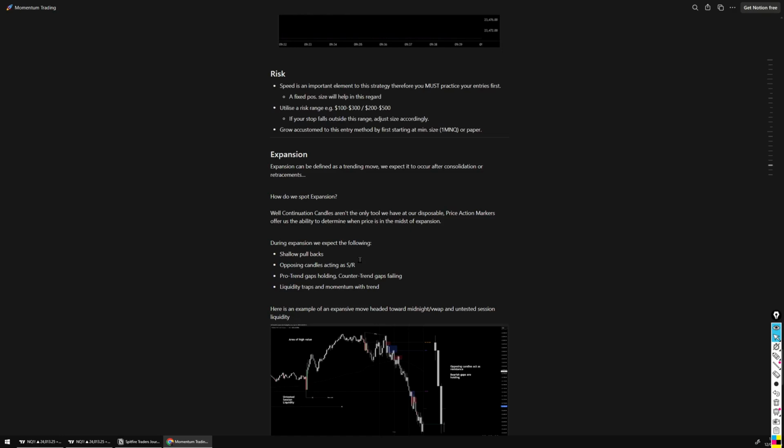We expect opposing candles acting as support and resistance, otherwise known as order blocks. We expect pro-trend gaps, so if we're bearish, we're looking for bearish gaps to hold. And we expect counter-trend gaps to fail, so if we're bearish, we're looking for bullish gaps to fail. Additionally, we're looking for liquidity traps and momentum with the trend. So there's a little example on the bearish side this time.